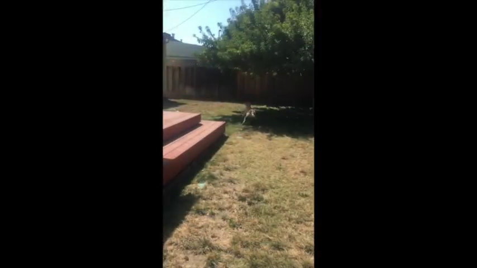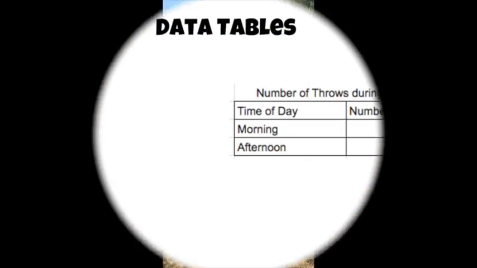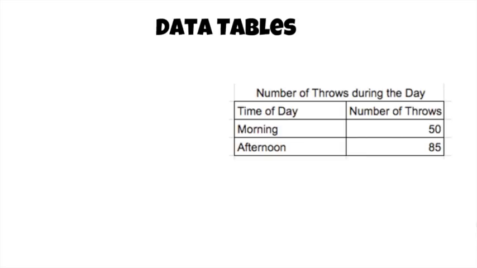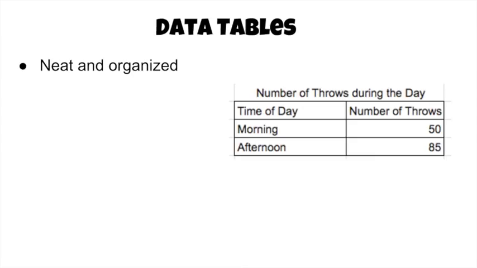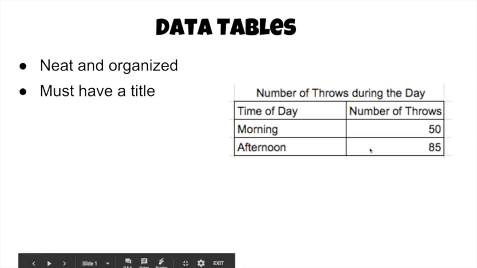I wonder if the time of day affects how much we throw the ball for Willow. When creating data tables, you need to make sure you include the following characteristics. They need to be neat and organized so you can collect data neatly and accurately. They have to have a title, just like the example given here, number of throws during the day, that matches the experiment I mentioned before.